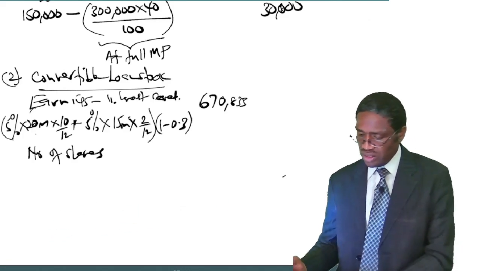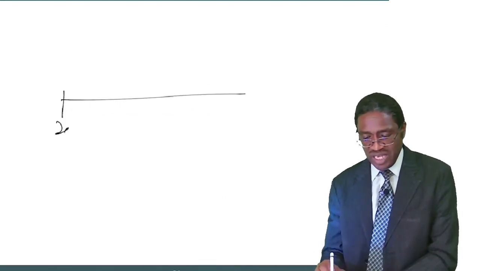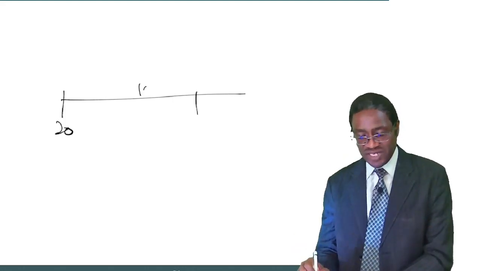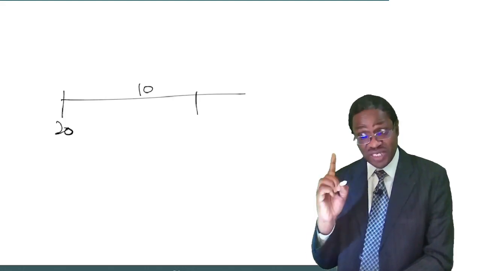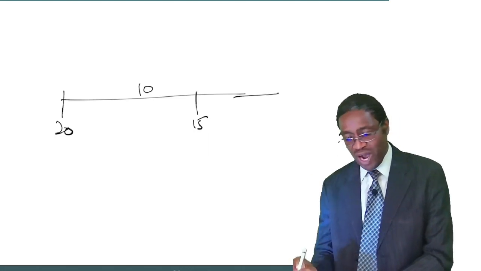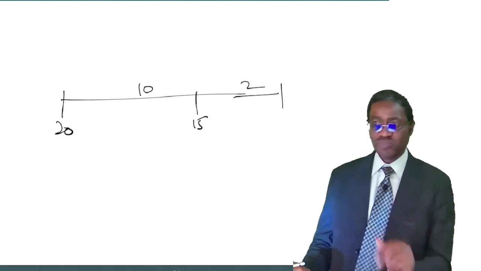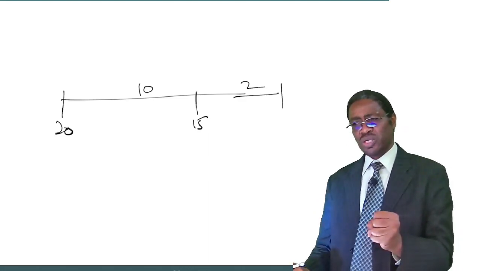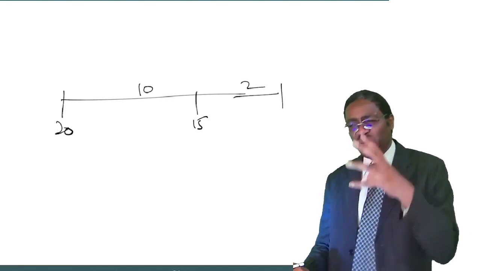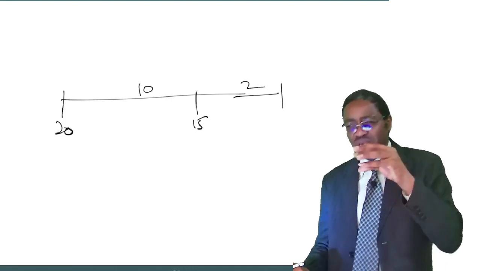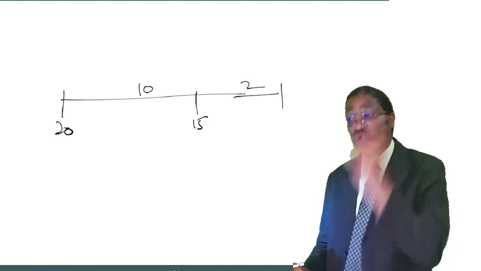Listen. Let me first explain. We began the year with 20 million as convertible. After 10 months, 5 million went, so we continued with 15 million for another 2 months. So it is obvious, therefore, that 20 million loan stock remained convertible for 10 months, and another 15 million remained convertible for 2 months.